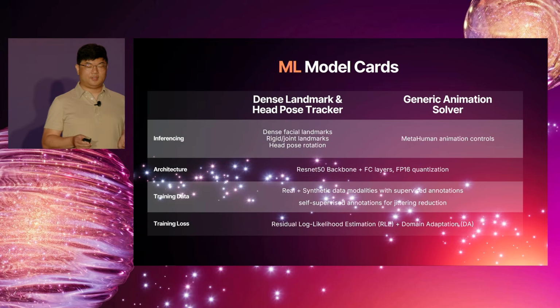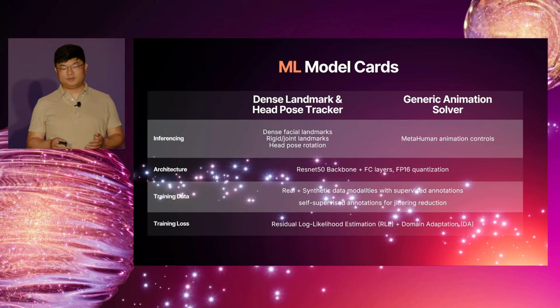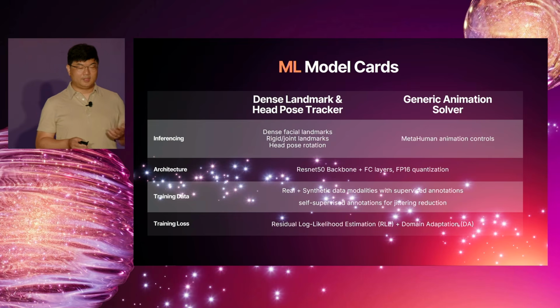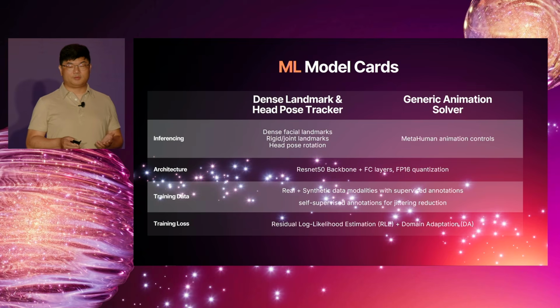Now I'd like to share a detailed structured overview of our machine learning models. So we have 2 main models, the landmark and head pose tracker, and the generic animation solver, which share common foundations. The landmark tracker was the first built model, then repurposed for the generic animation solver by reusing the backbone weights as a pre-trained starting point. Both real and synthetic data were used for model training.